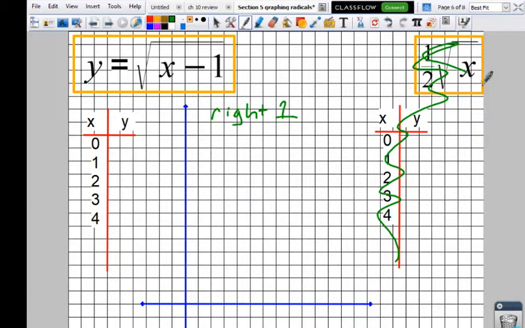Square root of x minus 1. Okay, yeah. I was right. Wow, you said right. Illuminati confirmed. Alright, did it go right one? He's going right one. Did it go right one, Jake? Yep.